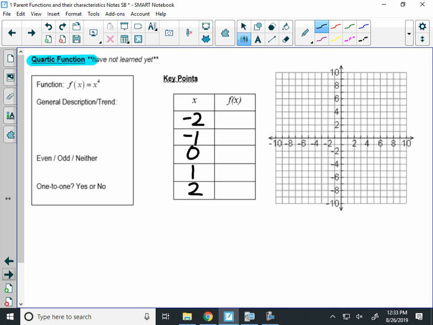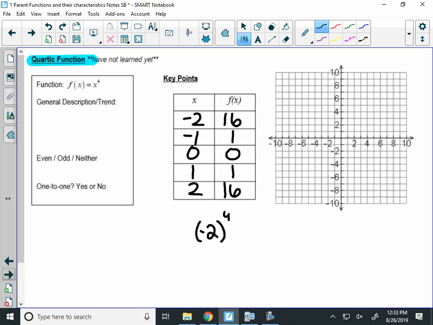So let's start with negative 2. And what is negative 2 to the 4th power? 16. It turns positive, and 2 to the 4th is 16. What's negative 1 to the 4th? 1. 0 to the 4th is 0. And then we're symmetric. So 1 to the 4th is 1. 2 to the 4th is 16.